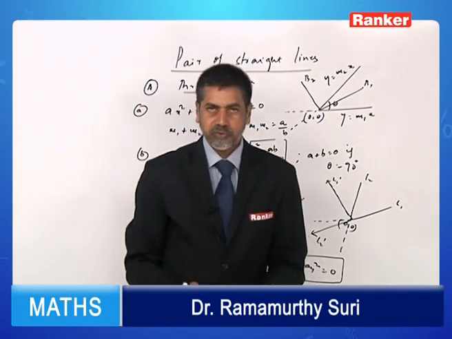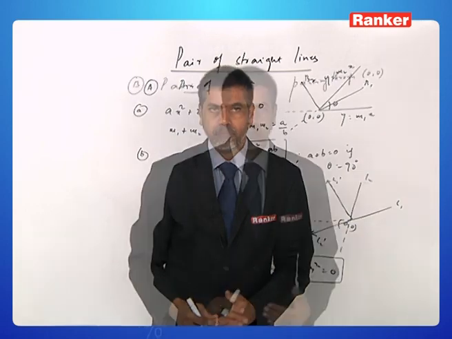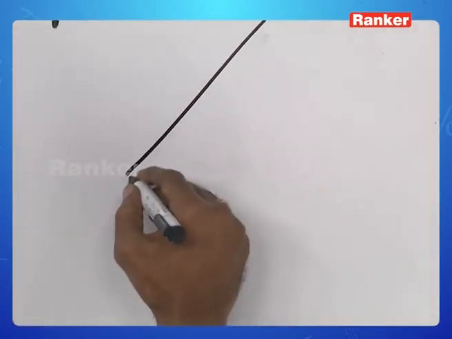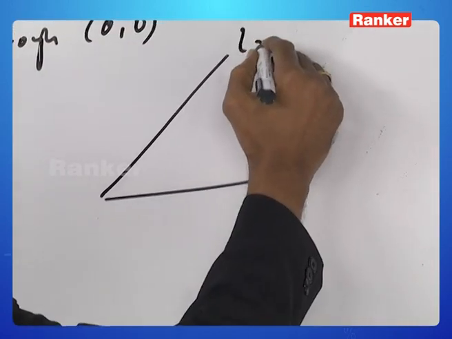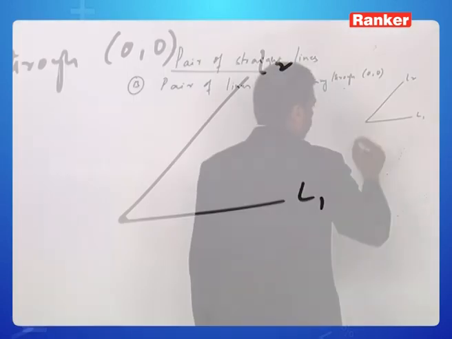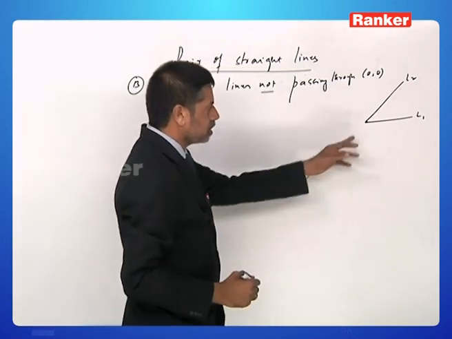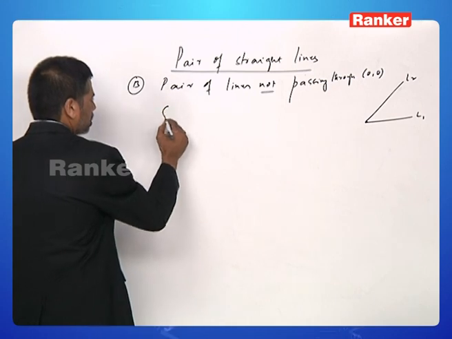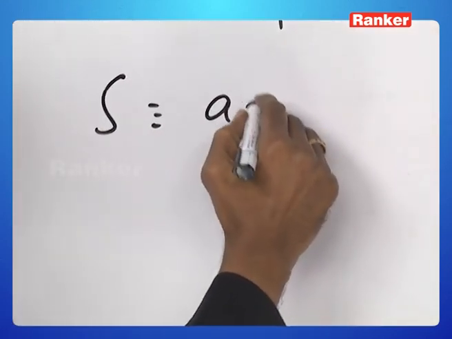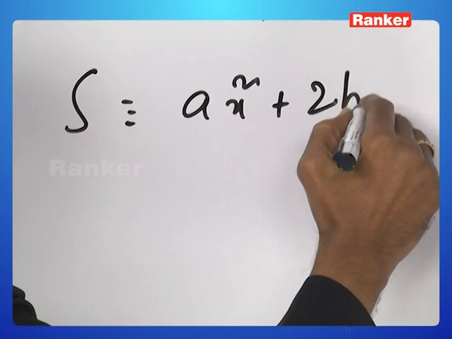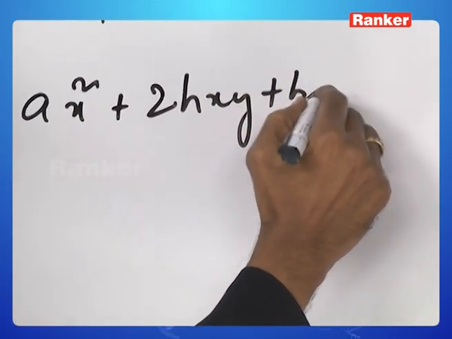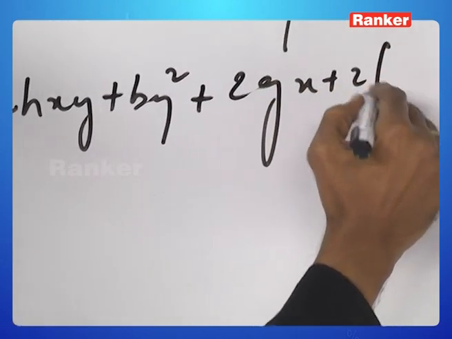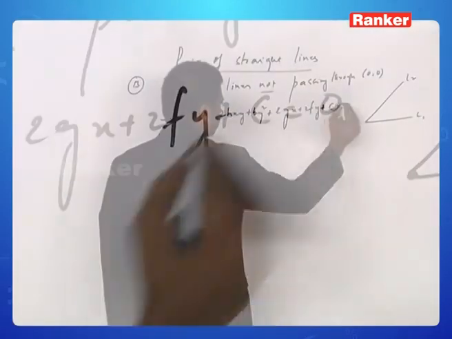Let us then go to the pair of straight lines not passing through the origin. So let's take a situation where we have a pair consisting of L1 and L2 but not passing through the origin. So they are not intersecting at the origin. Such a pair of lines is given by the general form ax squared plus 2hxy plus by squared plus 2gx plus 2fy plus c is equal to 0.